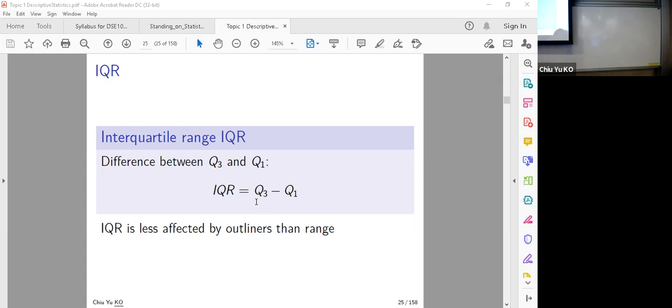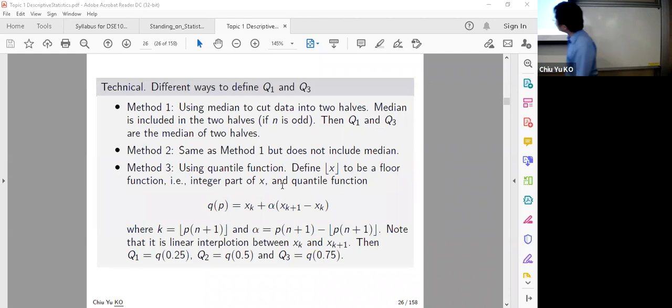The first 2 ways are something you may have learned in high school. The last one, I think, is the standard way. Standard means that's what you get in the output; it's the default. So the first 2 ways are actually the median idea: you find the median and then take the median of each half.